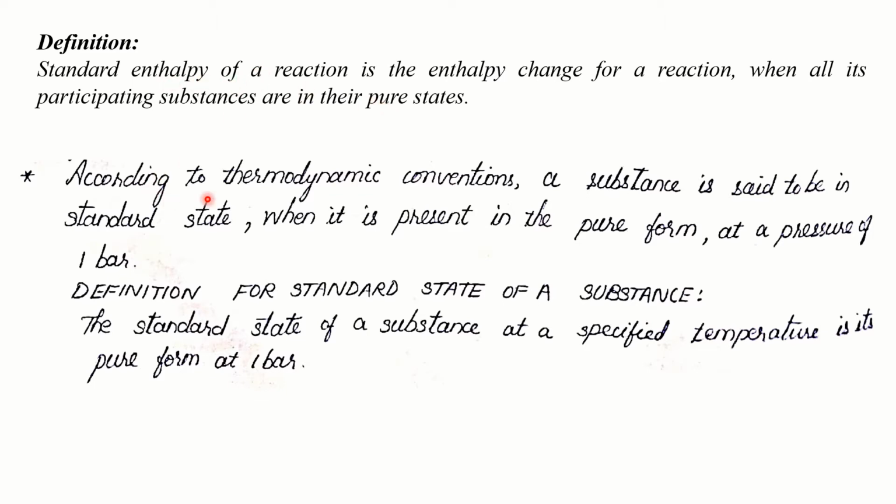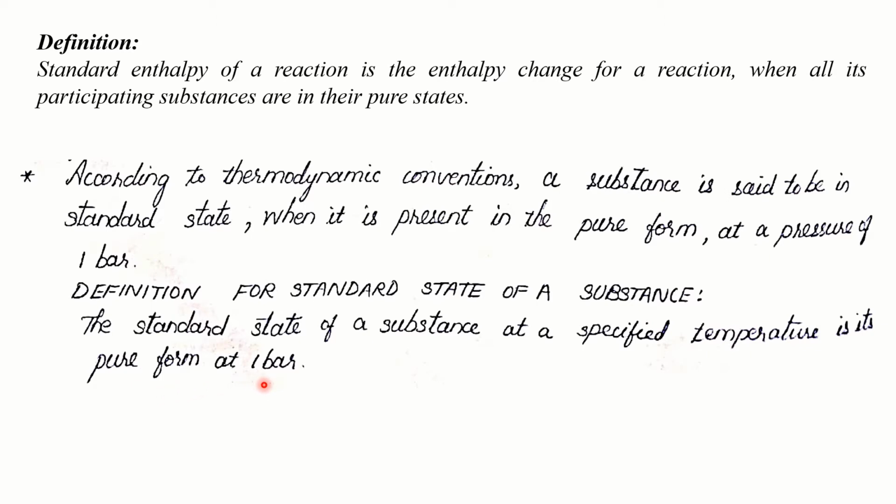According to thermodynamic conventions, a substance is said to be in its pure state when it is present in the pure form at a pressure of 1 bar. This is very important. Only when a substance is present in its pure form at 1 bar pressure is it said to be in its standard state. Now, this is the definition for the standard state of a substance. The standard state of a substance at a specified temperature is its pure form at 1 bar pressure.